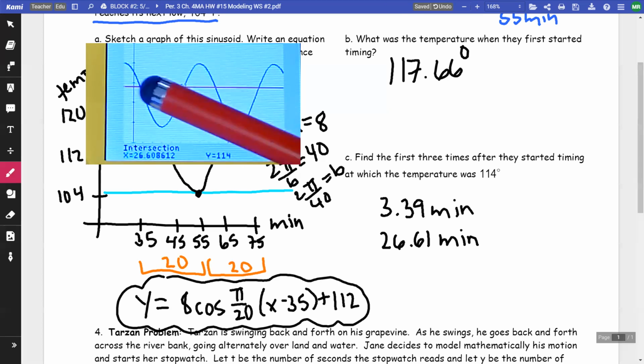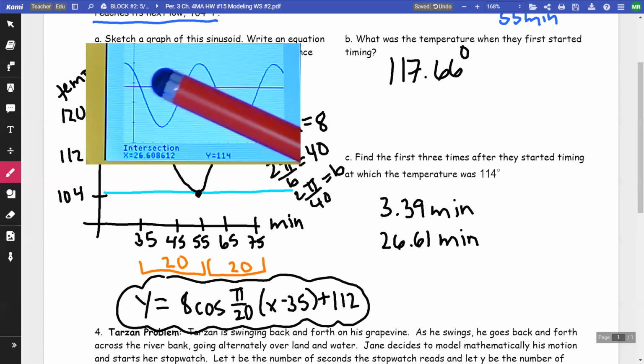Now this next one, see, this was coming down. This is coming down. So this is going to be 40 away. Okay. So I am going to take 3.39 plus 40, and I'm going to get 43.39 minutes as my 3rd one.